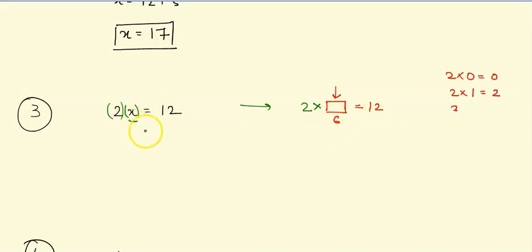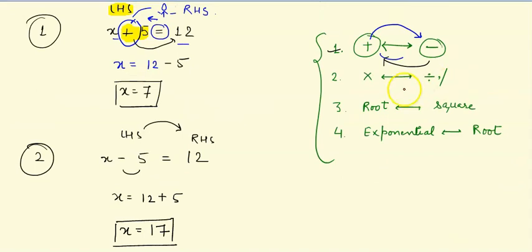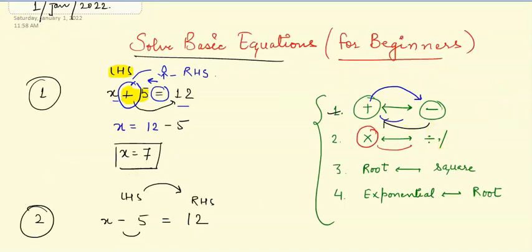So what we are doing here is, in this equation, in place of the box we have just x, right? So we have 2x is equal to 12. So basically, according to the rules, multiply is related to divide, right? So here multiply is related to divide.